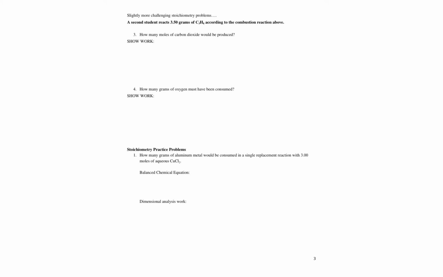Now in this next problem, we're going to do a slightly more challenging extension of what we've been doing. We're told that a student reacts 3.50 grams of propane, C3H8, according to the combustion reaction above. But in these balanced chemical equations, the coefficients represent mole ratios, not grams or mass ratios. So the first step in any stoichiometry problem where you're provided anything other than moles is to go to moles first. Then you can use your mole ratio.